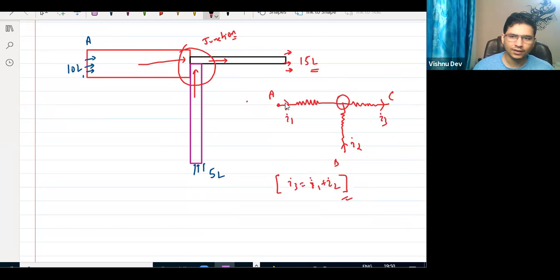So I1 is entering from point A, I2 is entering from point B. Since I1 and I2 are entering the junction, the current will leave through point C, yes or no? And the amount of current that will leave will be equal to the sum of I1 plus I2. Because obviously the junction does not eat up the current. Clear? Agree?